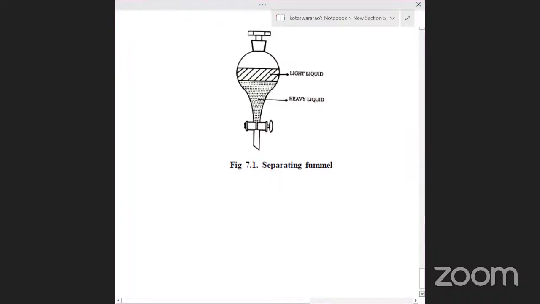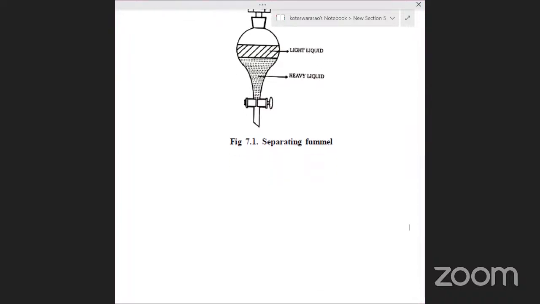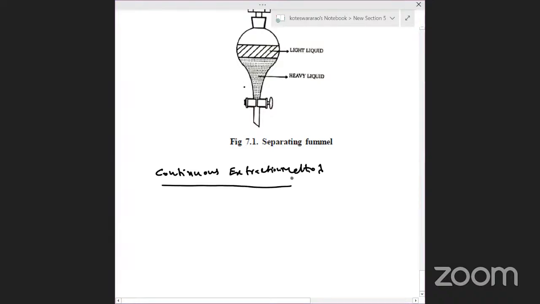This continuous extraction method is used for extracting solutes with a small distribution coefficient in the extracting solvent. In this method, a continuous flow of immiscible extracting solvent is passed through the sample solution to be extracted.